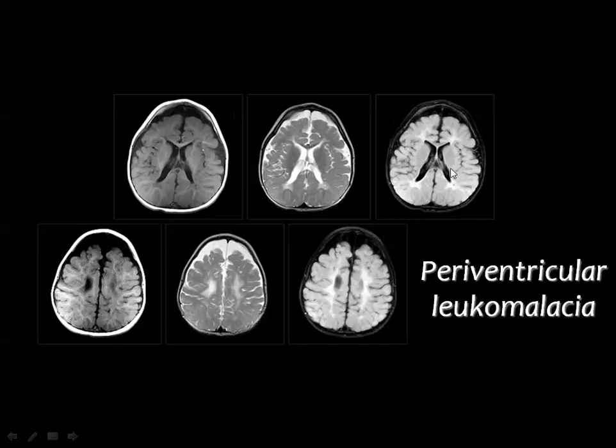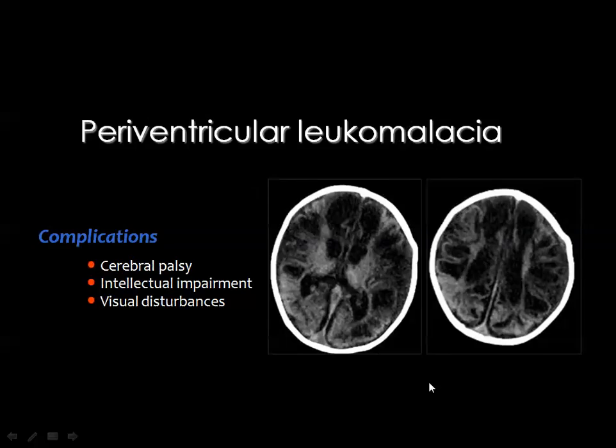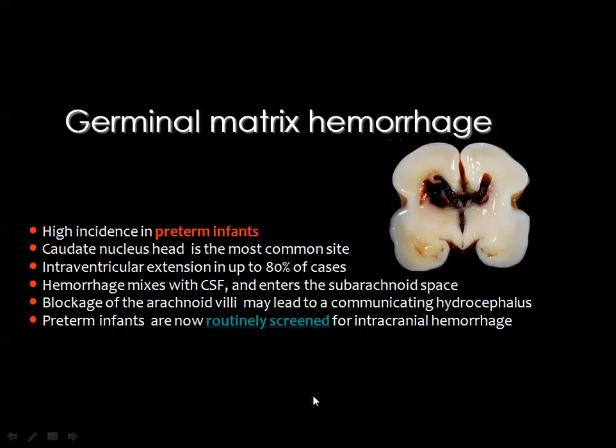And also you look at the ventricular wall, which is lobulated or undulated. Late in the disease, there will be cystic changes of encephalomalacia in the white matter, which means that this is the end stage of the disease.